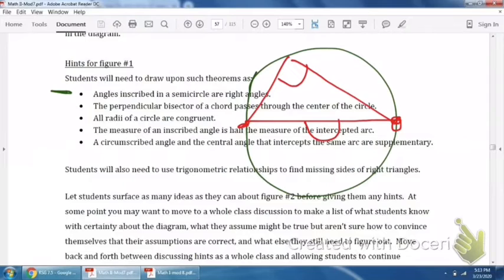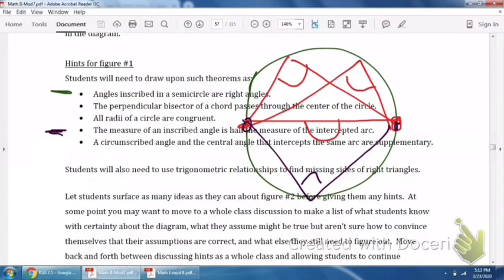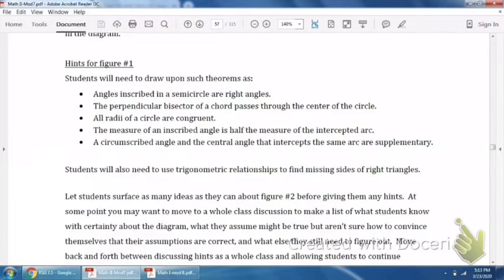So any other angle that we inscribe, whether it's there or there, or even if we go down here, as long as we use the same endpoints from the semicircle, which is the diameter, any inscribed angle would have to be 90, because 90 is half of 180. So that one and this one are kind of the same thing, but a little bit different. The last one, we'll talk about now, says the circumscribed angle and the central angle that intercepts the same arc are supplementary.